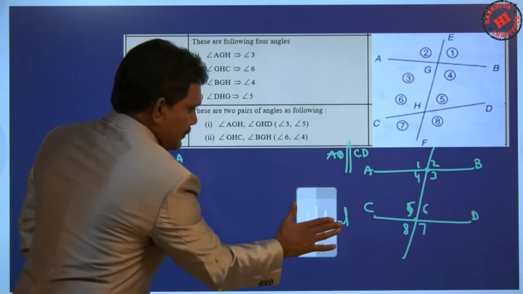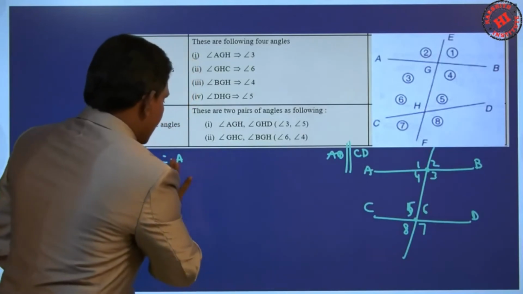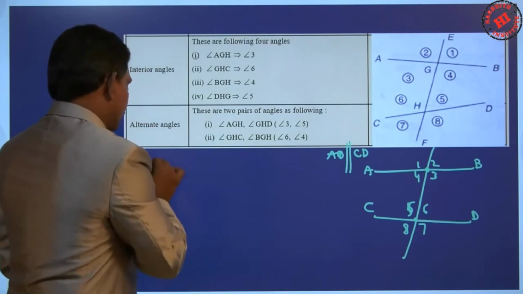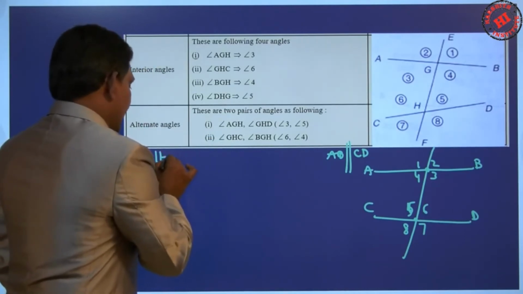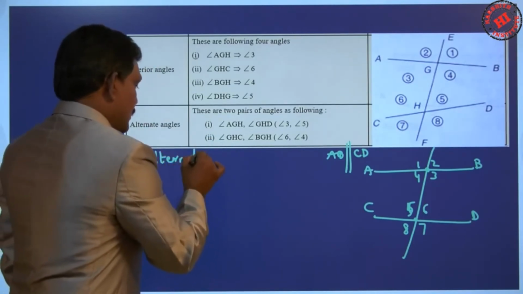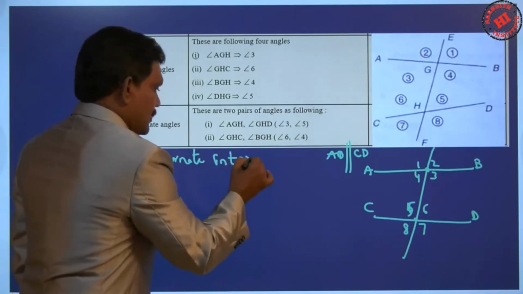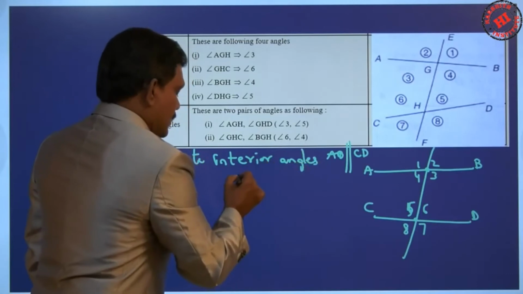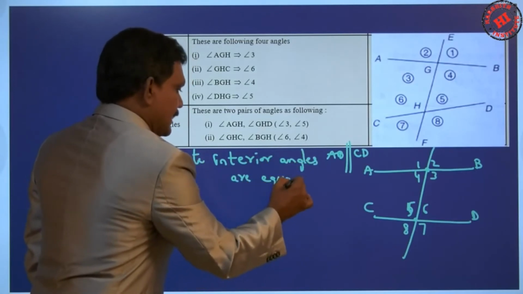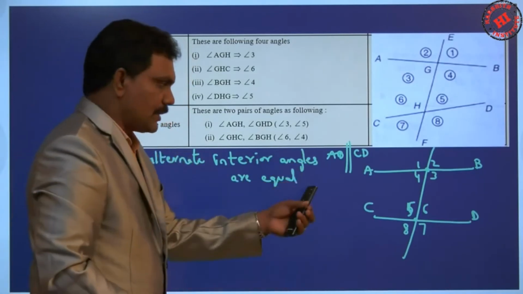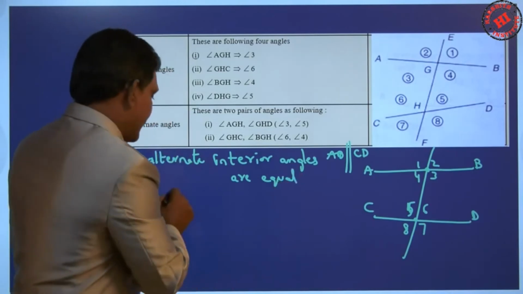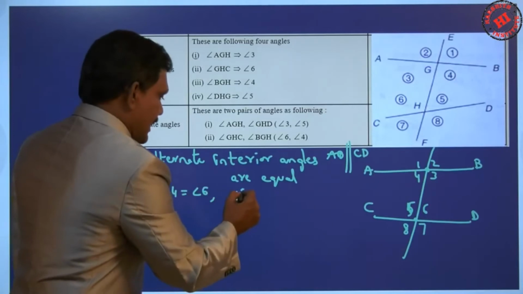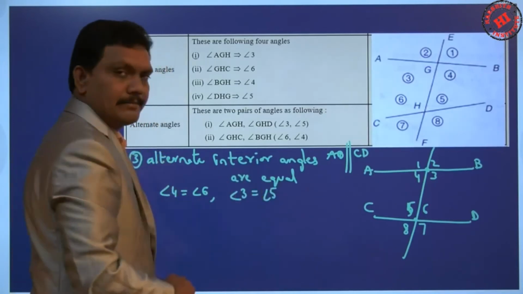Next point, if you observe, alternate interior angles are equal. Third point, alternate interior angles are equal. Alternate interior angles. What are the internal angles? 3, 4, 5, 6. What are the alternate angles? Angle 4 equal to angle 6. Dear students, angle 3 equal to angle 5.